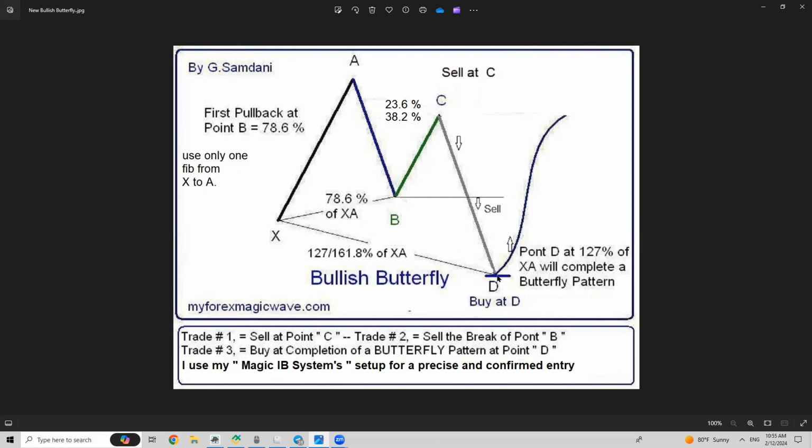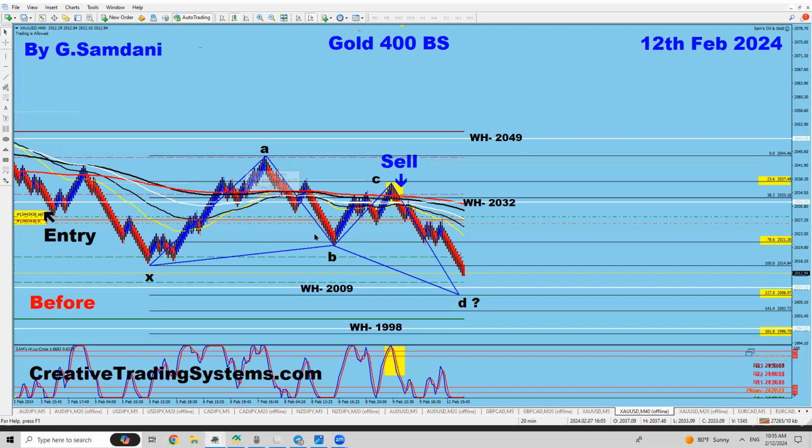And there are two levels in there, 127, and if it bypasses that one, then it goes for 161 and then definitely makes the turn. The first level is 127. If we go down and take out this low here, there's a 99% chance that we're going to go to 127. So what's really happening here, you can see that XA, this first pullback, is exactly 78%. Then it went up to the 23%, the 38 to 23% area.